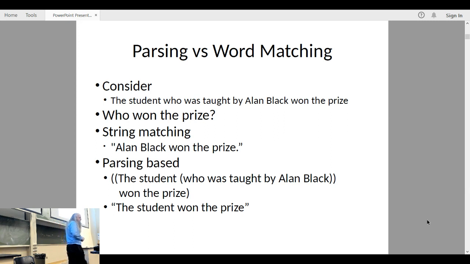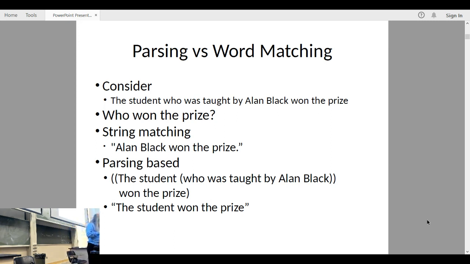And the question is, why can we deal with that? And the answer is syntax. The answer is parsing. Because if you parse that sentence, you're going to see that the first noun phrase that appears in that sentence is the student who was taught by Alan Black. And what is the head of that noun phrase? It's the student, it's not the Alan Black bit that appears at the end. So we need to know that bracketing in order to answer that question, unless we have something else that can tell us. It's not the words closest to won the prize that give us the answer. So that's why we're doing it.